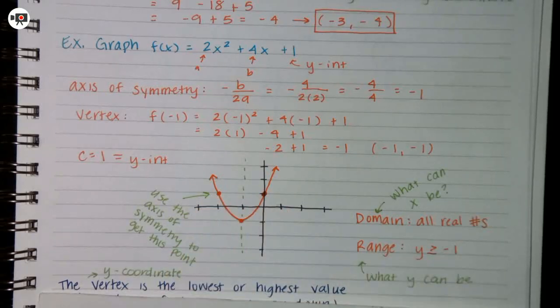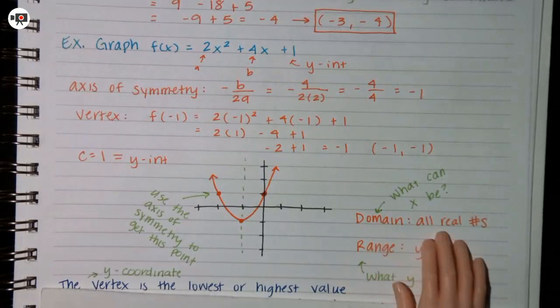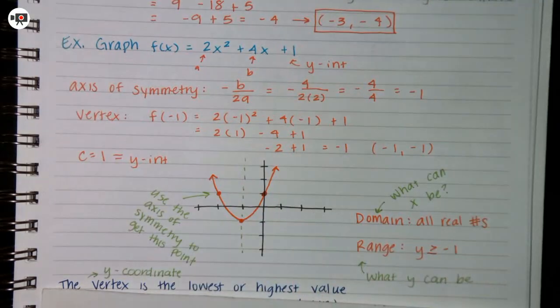So I didn't have to make a table for any of those. I used the vertex, the axis of symmetry, and the y-intercepts to get those. The domain is what x can be. x can be any number. It's all real numbers. There's no limitations there.